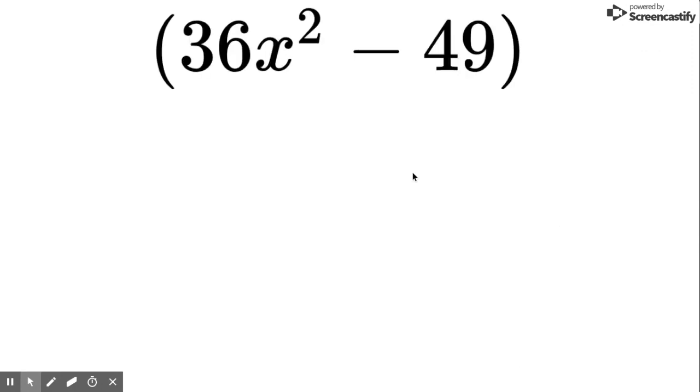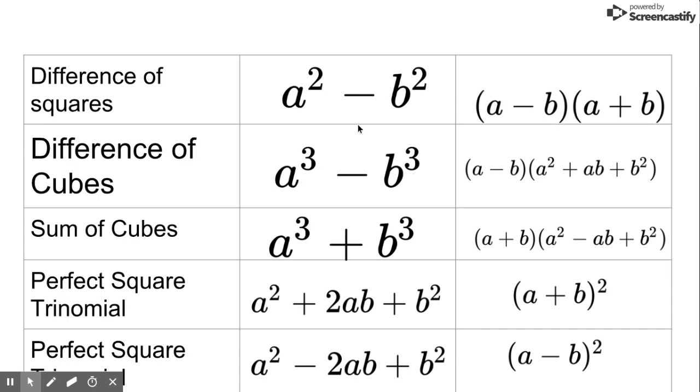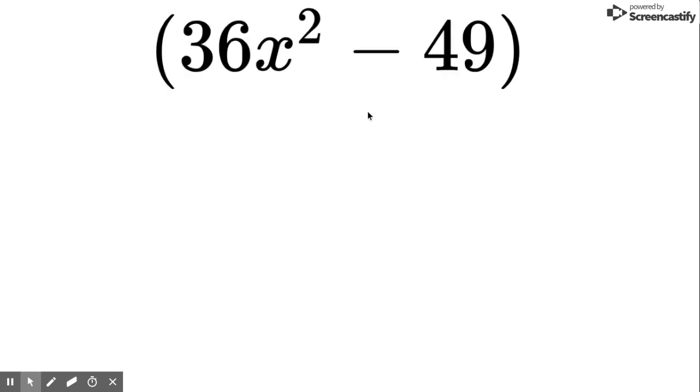All right, so with this one, I'm trying to figure out what it matches up to. So if I look back, it's definitely a difference of two things. It's either going to be a difference of squares or a difference of cubes. I know it's a difference because of the subtraction. 36 is 6 squared. X squared is x squared. So this first term, the a, is actually 6x quantity squared. And this last one, 49, is 7 squared.